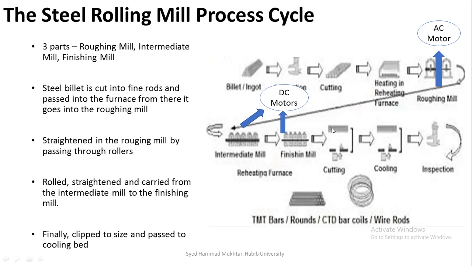Then from the intermediate mill to the finishing mill, and from the finishing mill, the steel is finally clipped to size and passed to the cooling bed and then to the inspection, where the steel is inspected for quality, and then we get the TMT bars, rounds, CTD bar coils, and wire rods, etc. So this is a very brief overview of what happens in a steel rolling mill. As you can see, DC motors are present in the intermediate and finishing mill, while one AC motor is present at the roughing mill.